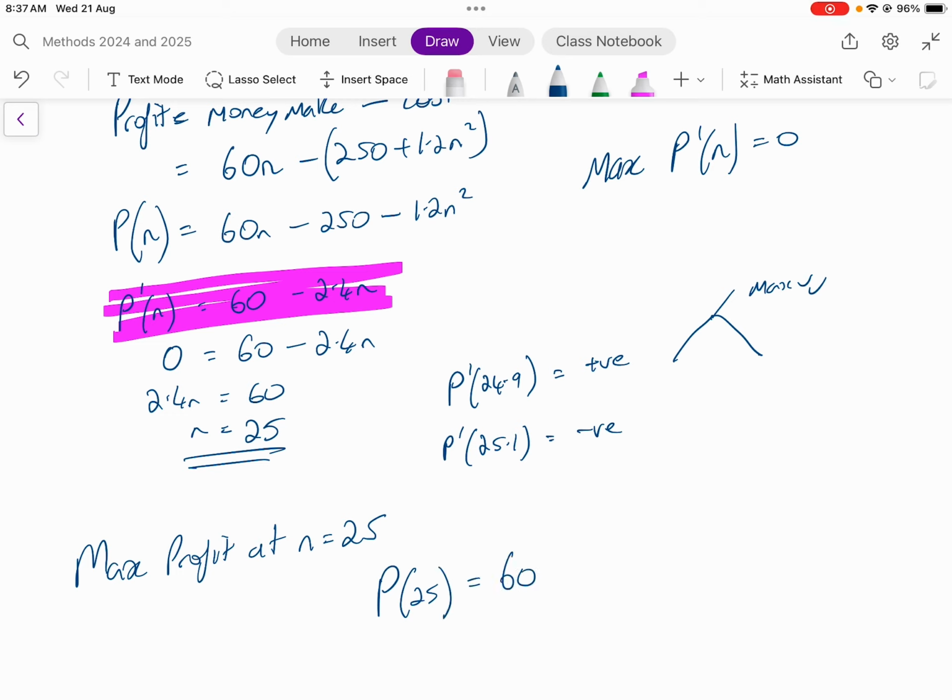So we've got 60 times 25, so 60 for each toaster, 25 toasters, minus the 250, minus the 1.2, and it was n squared, so 25 squared. And when you find the answer to that, 500. So the maximum daily profit was 500.